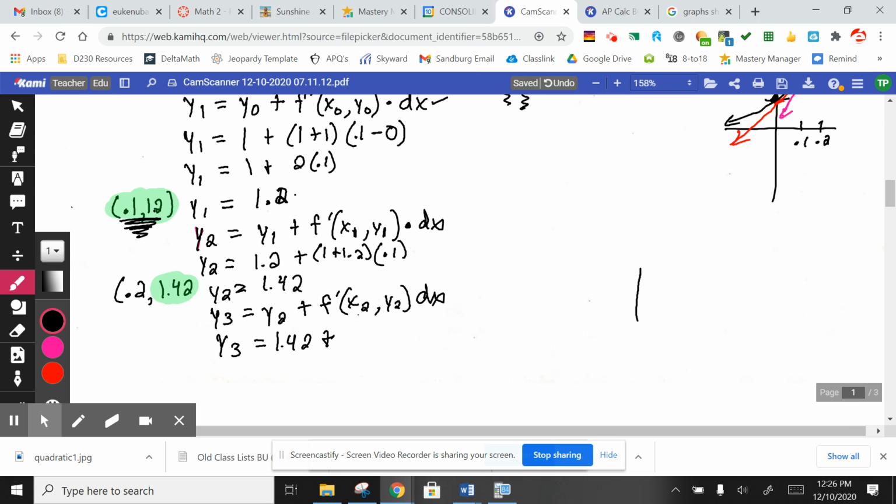Plus our slope at that point. Our slope is always 1 plus y. The y at our new point is that 1.42. And then again, we would have gone from 0.2 to 0.3. So the change in that interval would have still then been a 0.1. So what y sub 3 would now equal, and again, you can throw that into the calculator there, should give you 1.662.